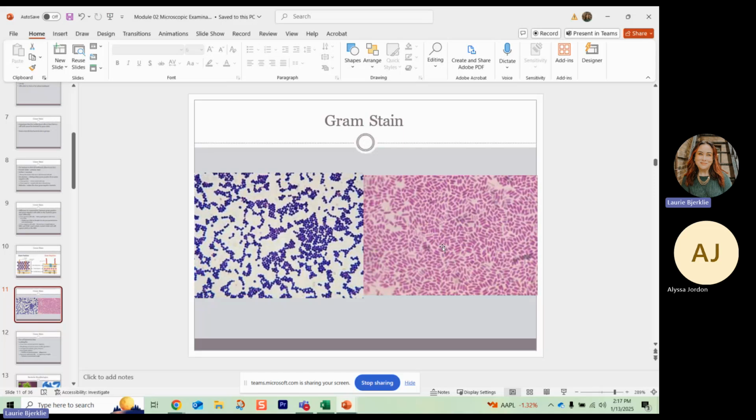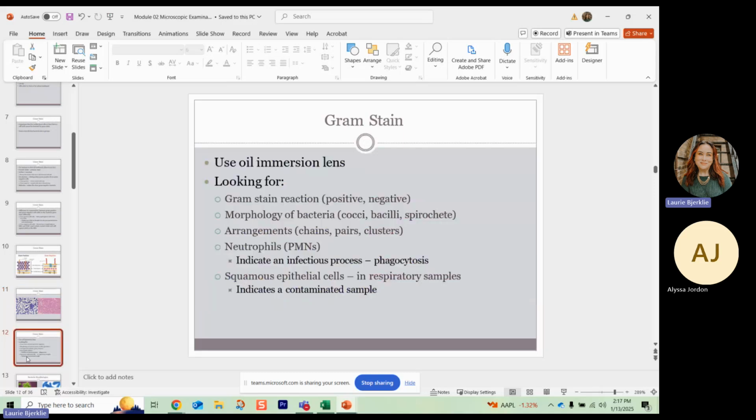Again, we're not just reporting if it's positive or negative, we're also reporting shape. That's part of the morphology of doing a gram stain. So we will get into that right now, actually. Under that 100x, you're looking for first the gram stain reaction. Like I said, you look at it and you're like, oh, it's positive or it's negative. And then you're looking at the morphology.